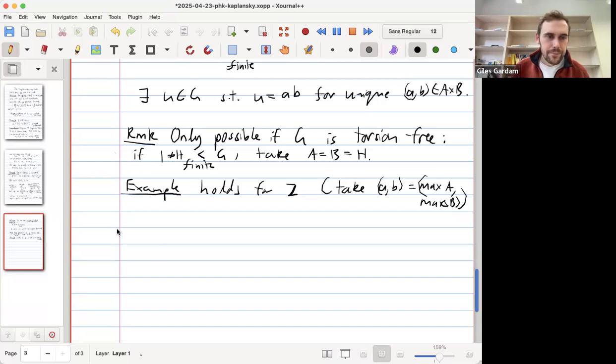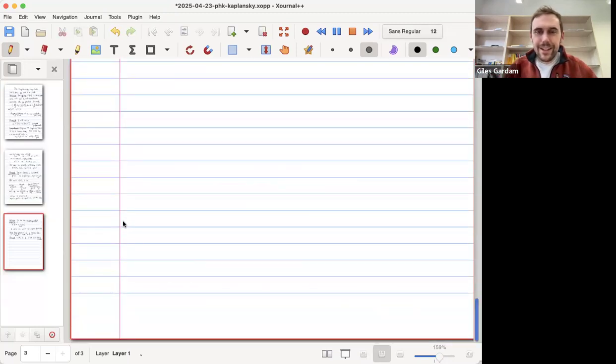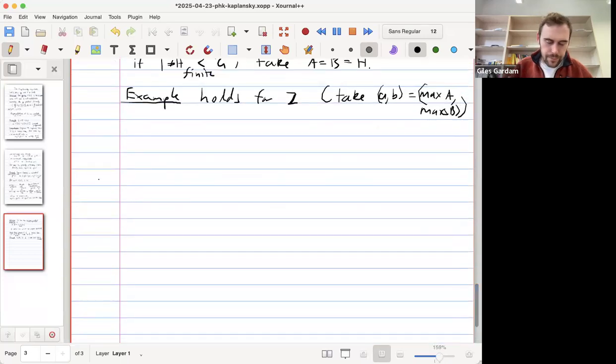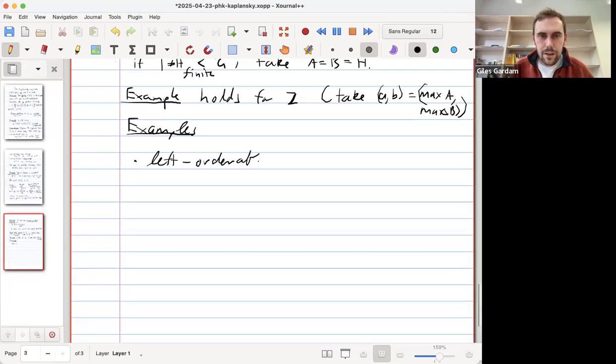So, sorry. Yeah. So to give you a bunch of examples, a key one is left orderable groups. So this includes many things: free groups, surface groups, torsion-free nilpotent groups. I guess I'll just write some of these down.